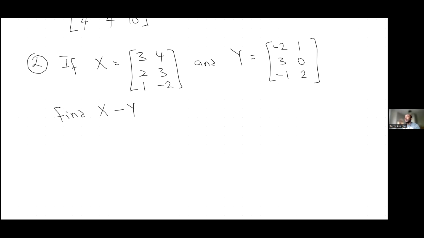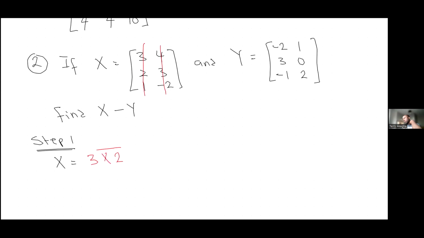Okay, x minus y. So the first step, step 1, we need to check the order of each of them. So x is what type of matrix? We have 1, 2, 3, so that's 3 rows, right? Good. Then how many columns is this? We have 1, 2. So it's a 3 by 2 matrix.